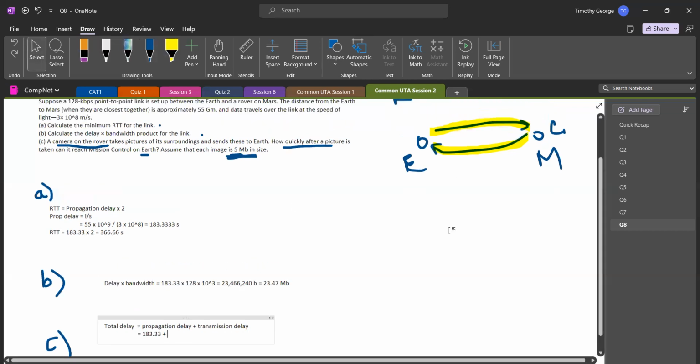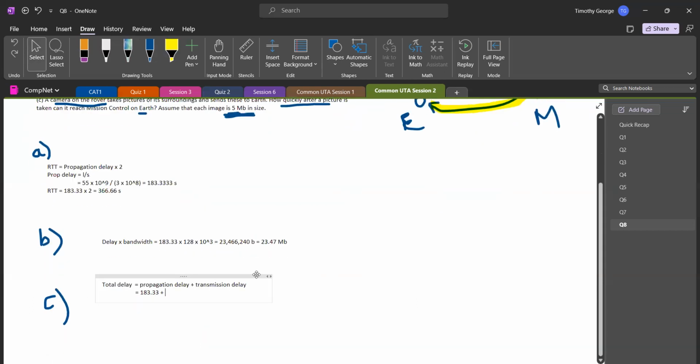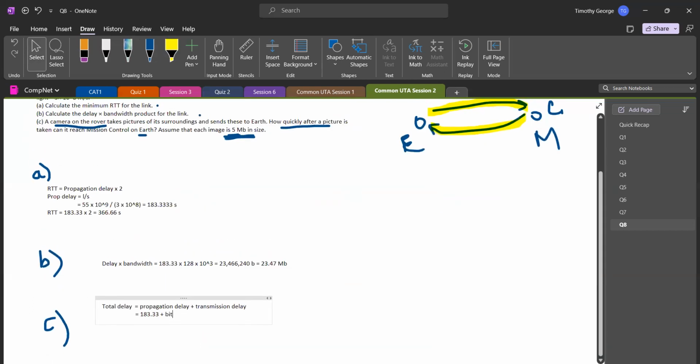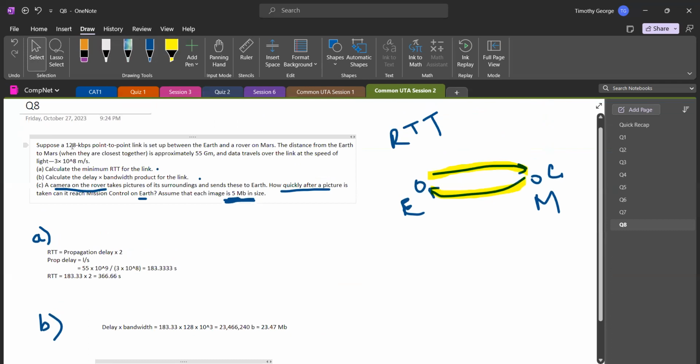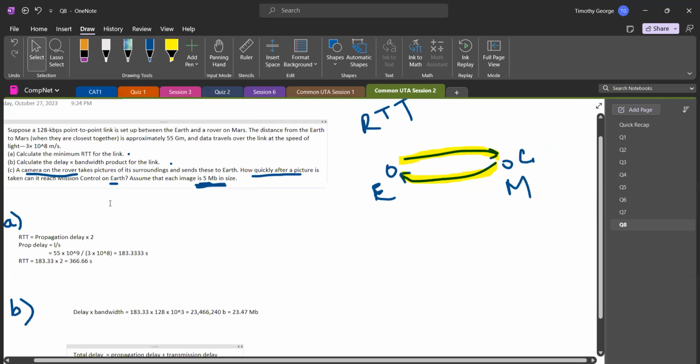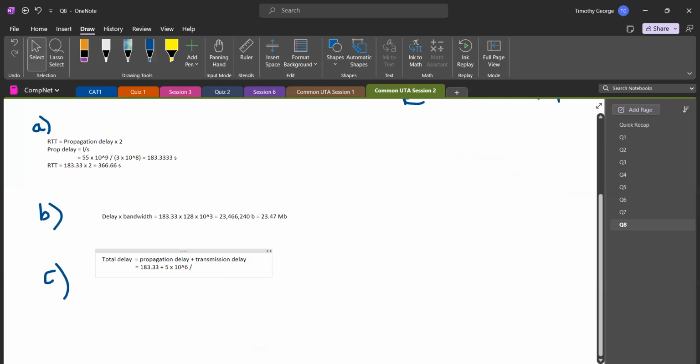Transmission delay, like we saw in the previous question, is again bits by bandwidth. So we can just put in the value. So 5 MB, 5 into 10 to the power of 6 bytes, divided by how much bandwidth do we have? We have 128 kilobytes, so 128 x 10 to the power 3. That's it. Now we can solve this.